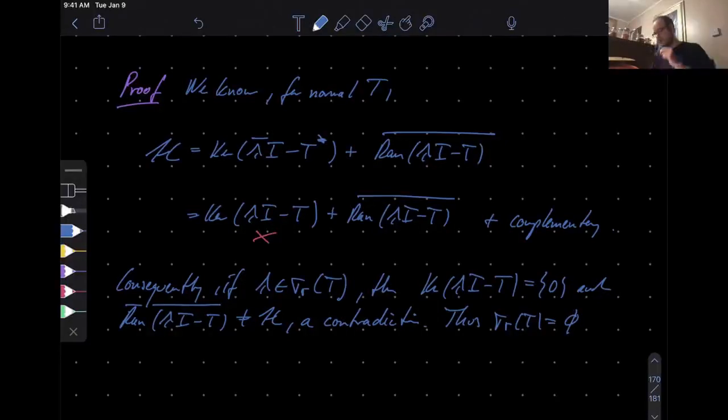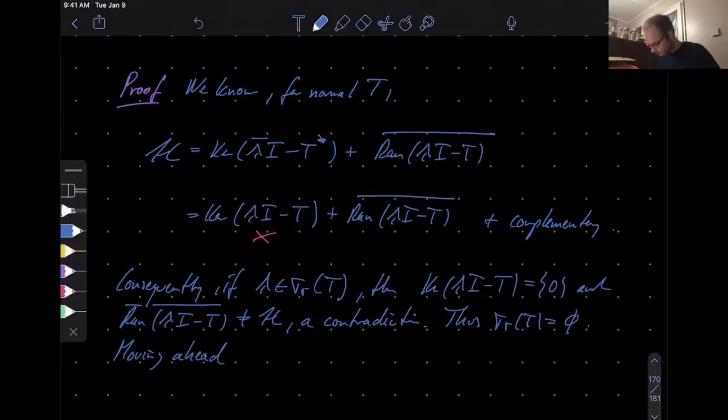And then, as I explained while I was reading through the statements, having established that in the normal case the residual spectrum is empty, you get for free that in the unitary and in the self-adjoint case the residual spectrum is also empty. All right, so now we only have to prove a few more parts. Maybe let's do the unitary one.